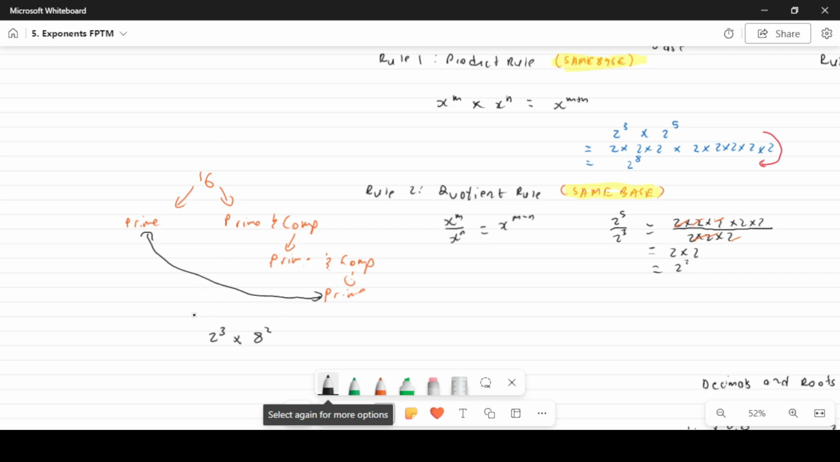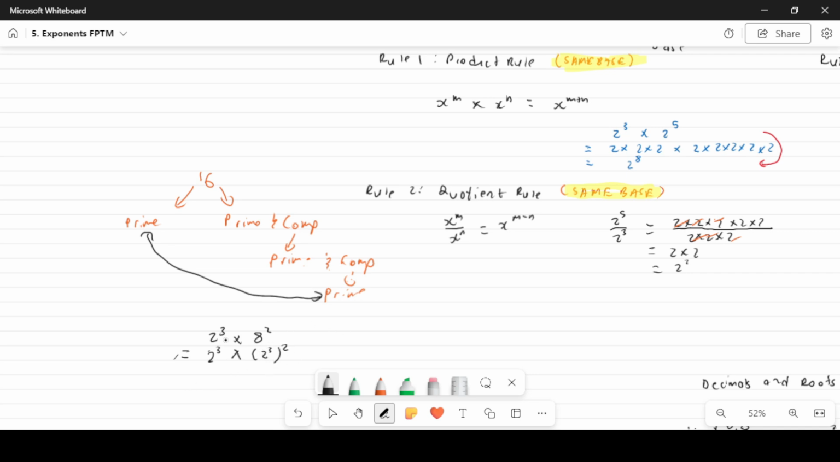So now to have these bases be the same, let's express all of these bases as prime bases. So 2 to the power 3 will remain the same. But 8 squared can be represented as the following. You see 8 can be represented as what? 2 cubed. So 2 cubed represents 8. We have to include the 2 on the outside.